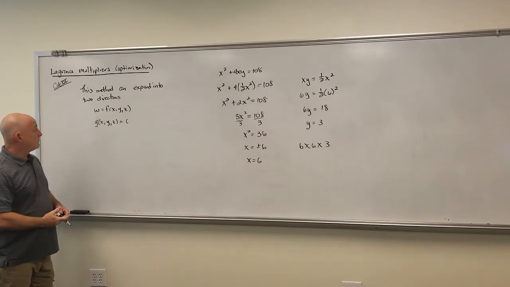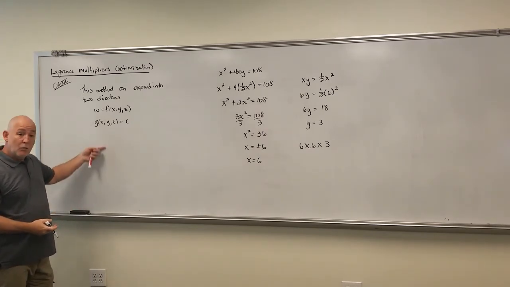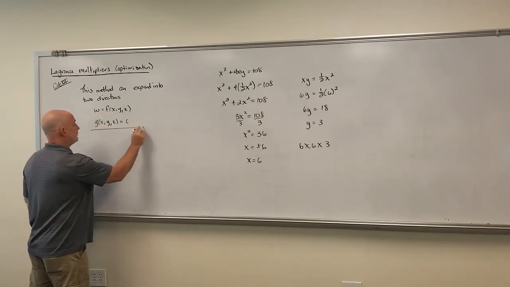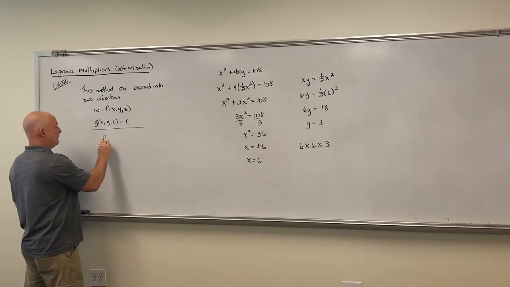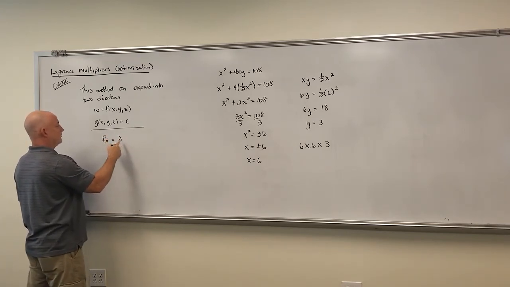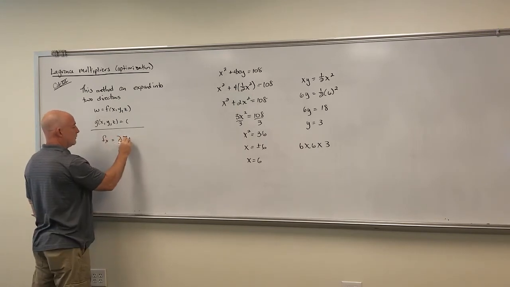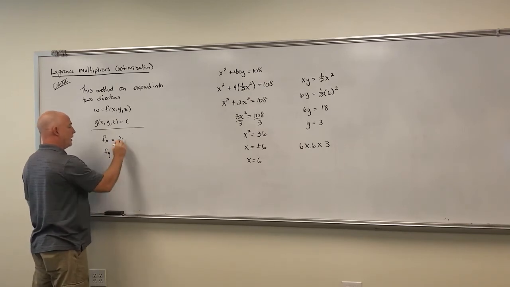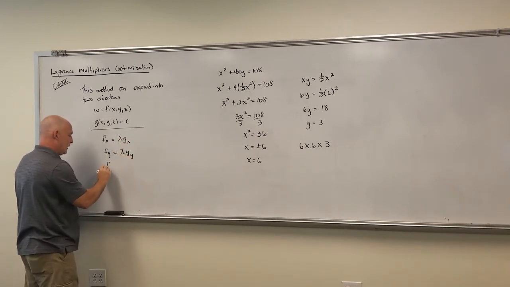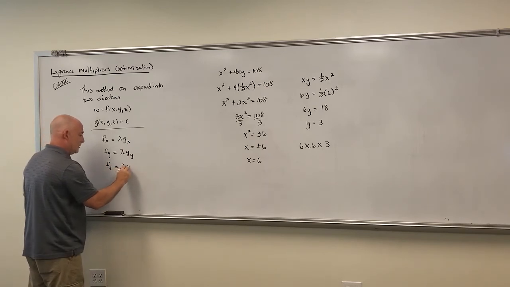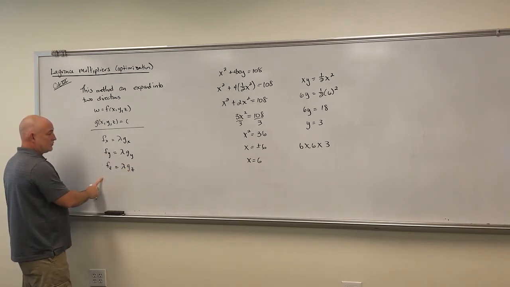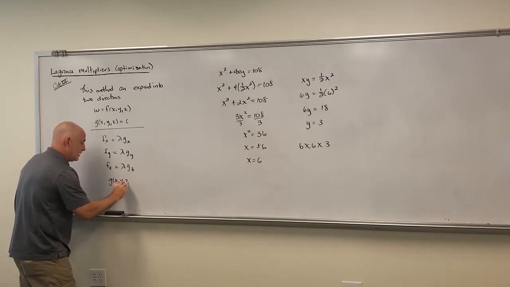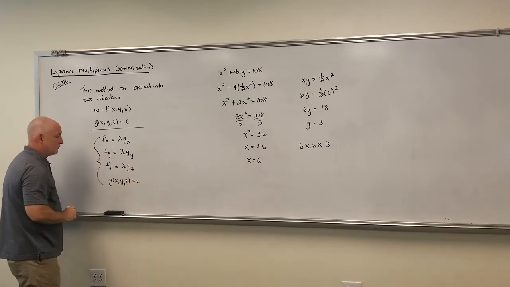Well, the only difference is that when you do the gradient, you get one more equation from the gradient. That takes care of the one more variable. So the equations that you would get from this, you'd have f sub x is equal to lambda g sub x, f sub y is equal to lambda g sub y, and f sub z would be equal to lambda g sub z. Of course, there's 3 equations with 4 variables, so our last one would actually be the constraint equation itself. And there's the 4 equations with 4 unknowns.